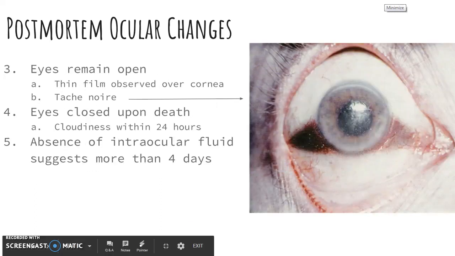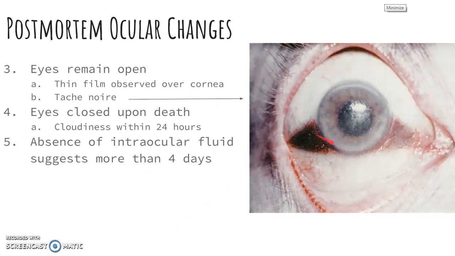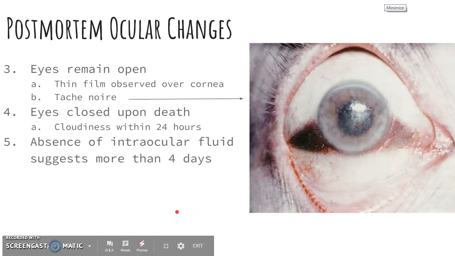This is tache noir. These are the black triangles or brown triangles that I was talking about. Okay. The eyes, if they remain open, you have this tache noir, and then you have a film that is observed over the cornea, which is what causes that cloudiness. If the eyes are closed upon death, so the person dies in their sleep, the cloudiness and the film won't show up until about 24 hours later.